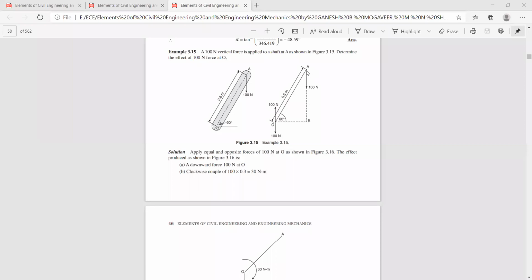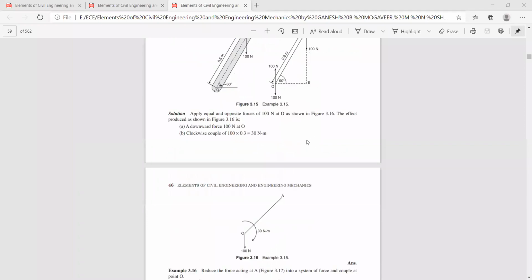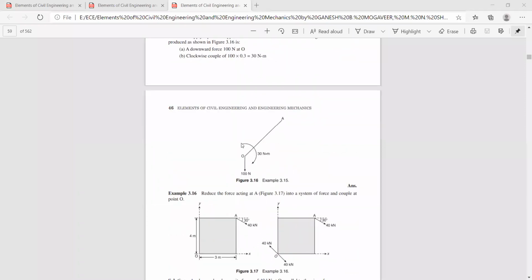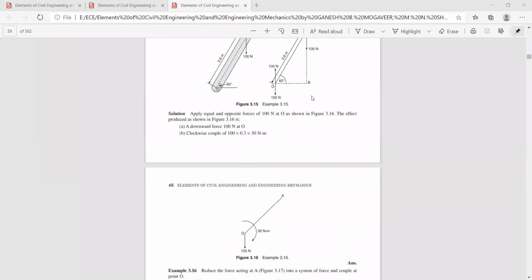So now this force into the perpendicular distance. The magnitude of the force is 100 and the perpendicular distance is 0.3. So we produce a clockwise couple, which produces a clockwise moment or clockwise couple at point O. So now you can see here, it is 100 into 0.3, it works out to be 30 Newton meter.